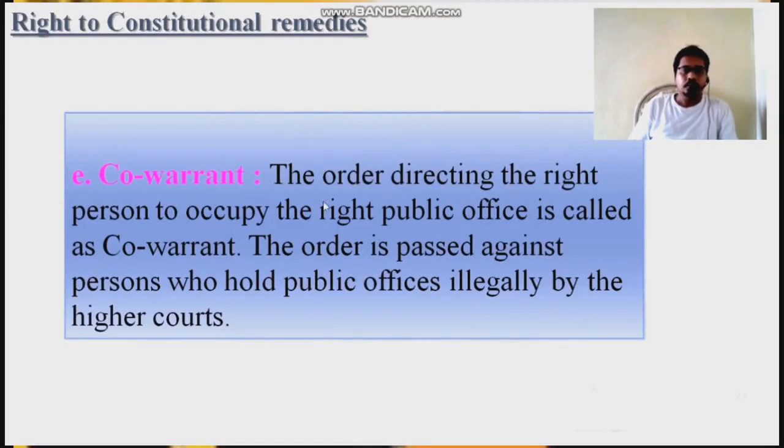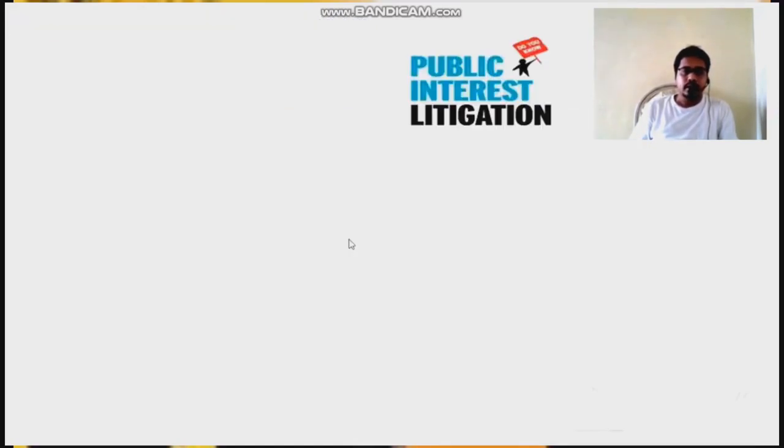Next, under this, one more thing is there, that is quo warranto. The order directing the right person to occupy the right public office is called quo warranto. The order is passed against the person who holds the public office illegally by the higher court. If any person is appointed to any government service and the person does not actually belong to that place on the basis of education qualification, or if that person illegally occupies that place, then we can complain against that. Through that, that person can be removed from that position. That process is called quo warranto.